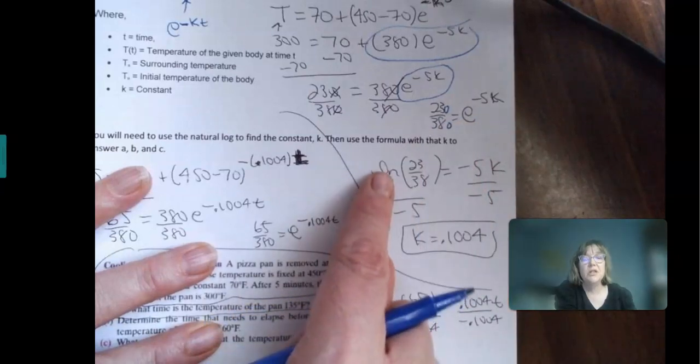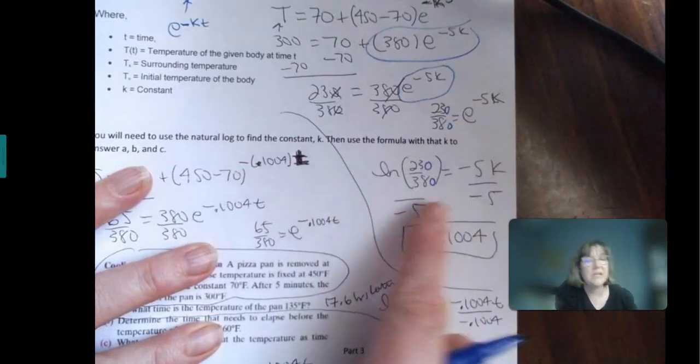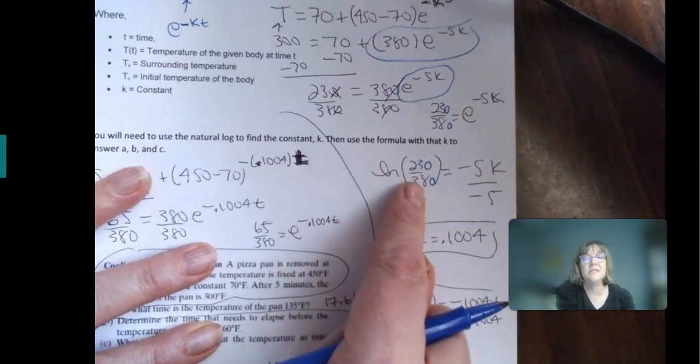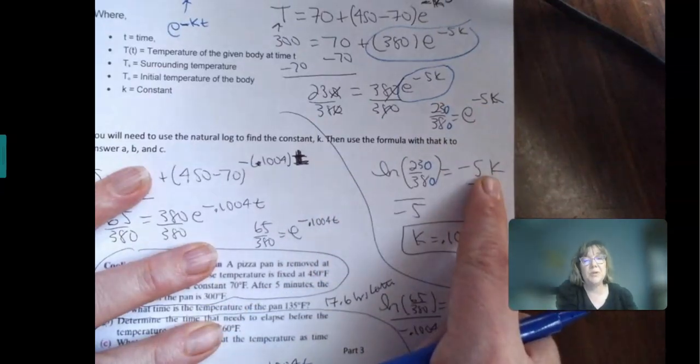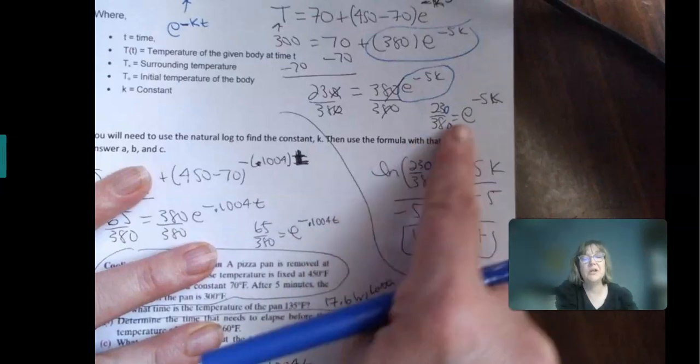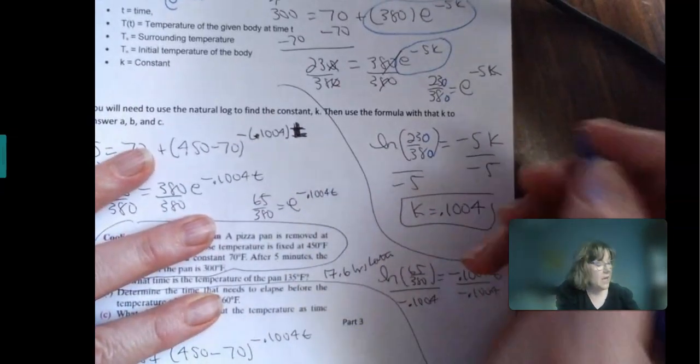You go to logs. Logs eat answers. And again, whether you cancel them or not, doesn't matter. Logs eat the answer, spit out the exponent. Okay, and it's natural log because I'm in base E. Okay, now I want to do this.